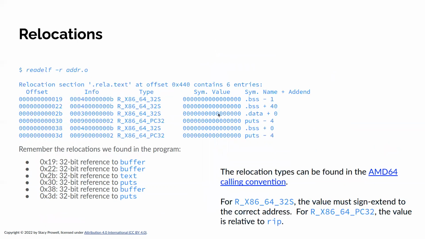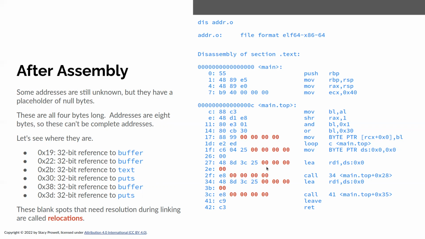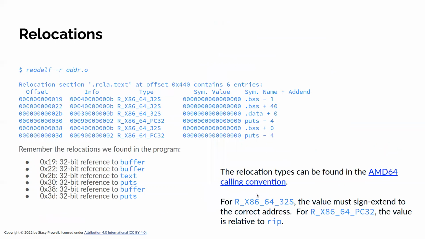If we use readelf with the -r, we can look at the relocations present in the file, and we see there are 1, 2, 3, 4, 5, 6 of them. Sure, makes sense. And we can see some information about them. It turns out these first 4 hex digits tell you a symbol name. This is the type of relocation, symbol value if it matters. And then here is basically what we figured out this would be. So we see 32-bit reference to buffer, text, puts, and so on. These are what these are.